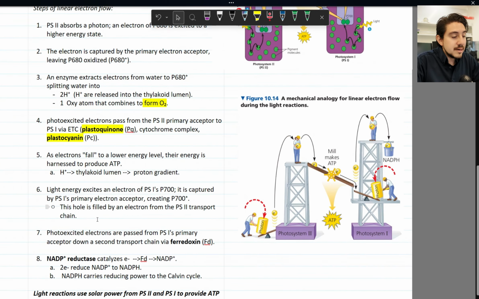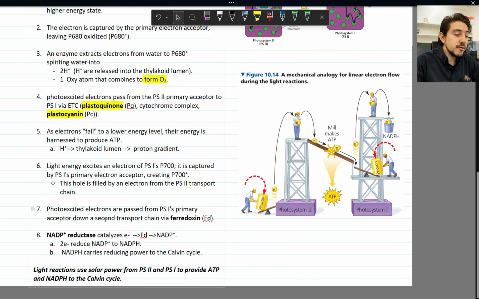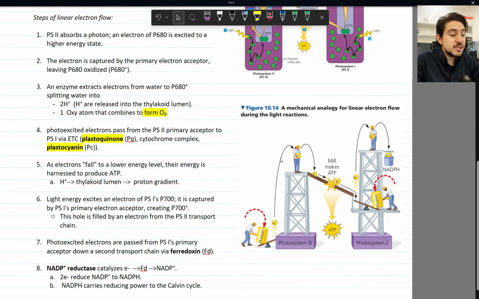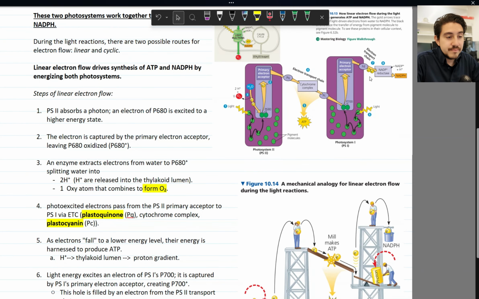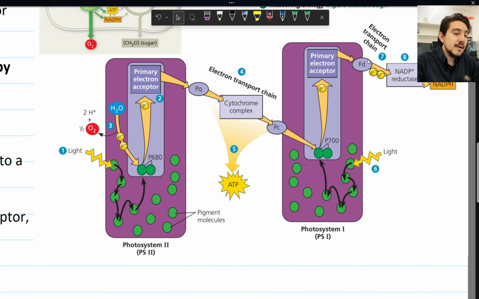Okay, so that hole, this is what I'm referring to as this hole, this is quite bare bones there, is filled by an electron from PS2 transport chain. Okay, and then again, this photoexcited electron is passed from that primary electron acceptor to a second electron transport chain via ferredoxin. So you have this particular molecule here, and then these electrons are passed down to NADP plus.